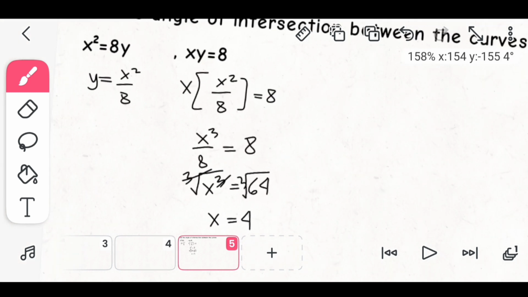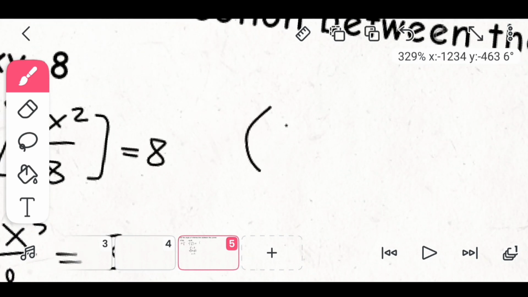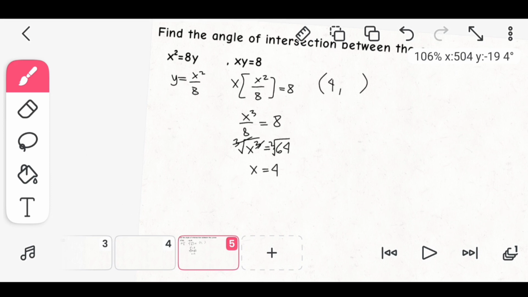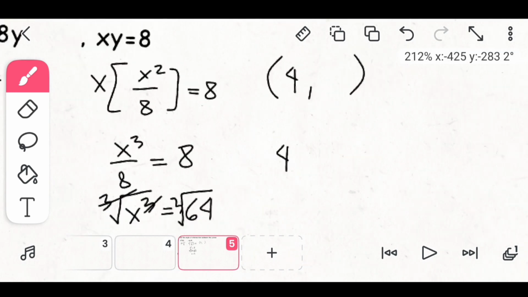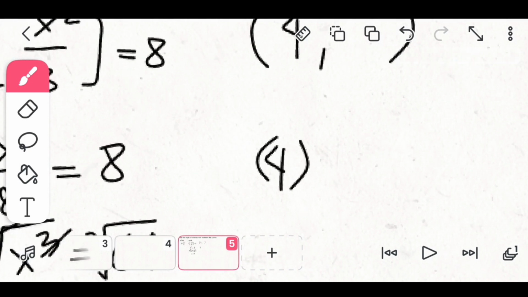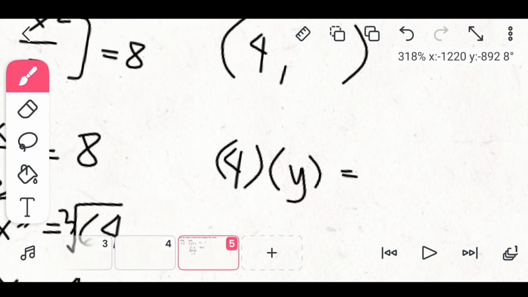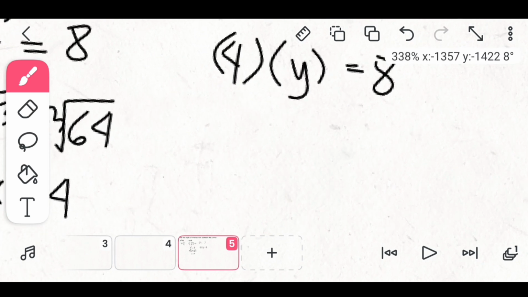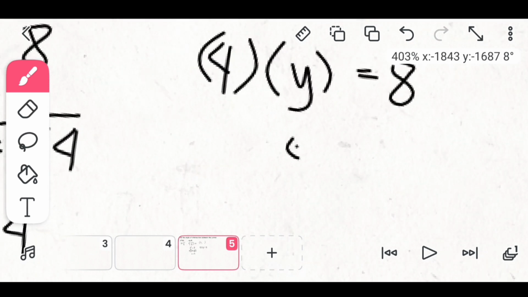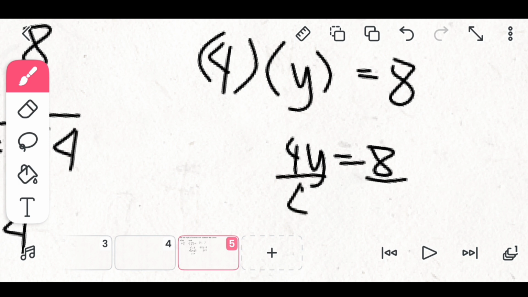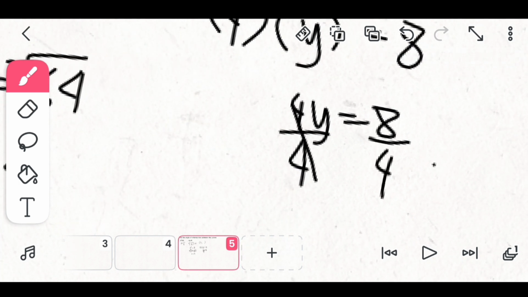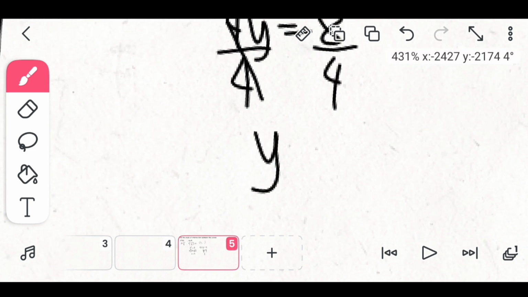Now that we have the 4, we just need to find the y value. Then let's just substitute the 4 into any of the equations. Let's choose the easier one. Then 4y equals 8. Then divide both sides by 4. Y equals 2.